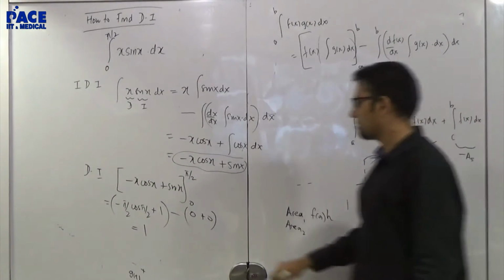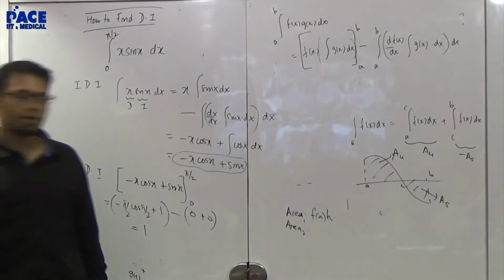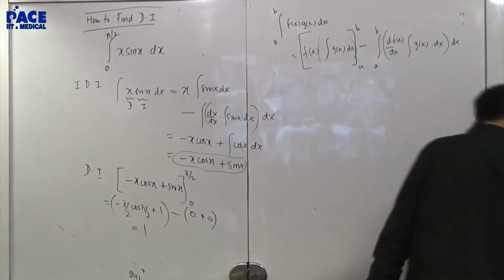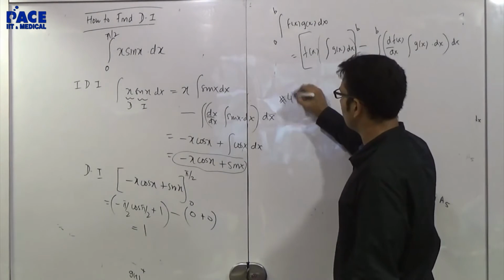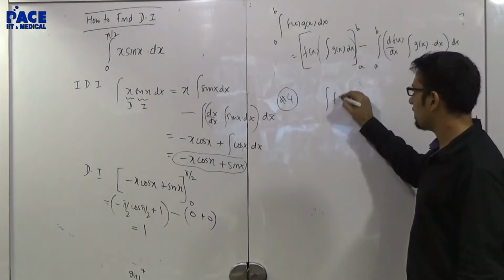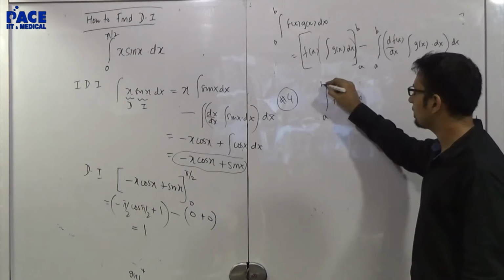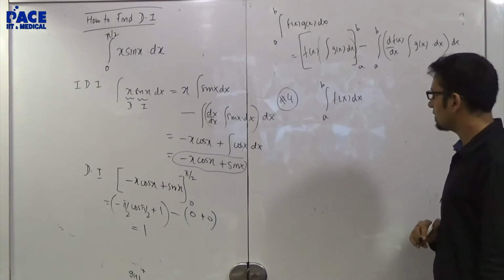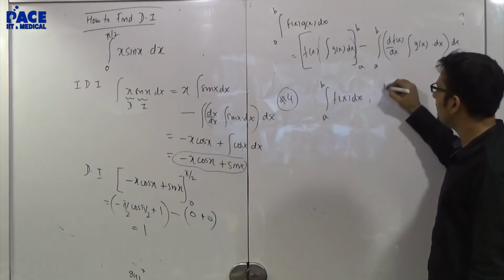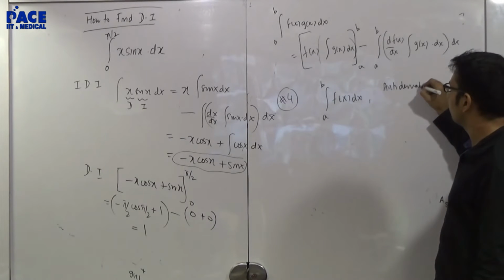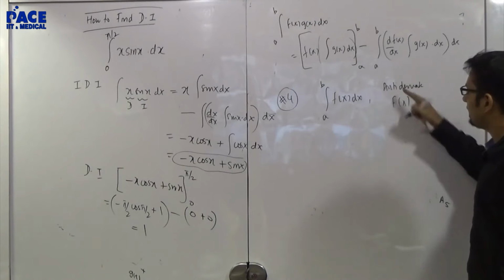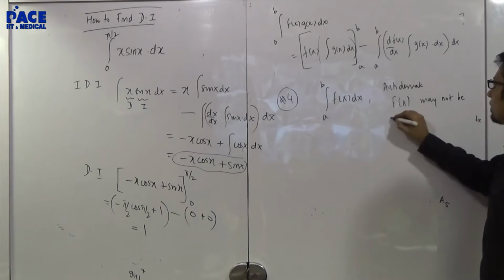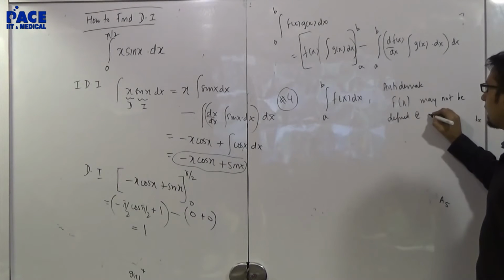Is that clear? Okay. Now many times it happens that when we are trying to find the definite integral, we run into a lot of problems. Suppose you're finding integral of f x dx from a to b. Now sometimes what happens is that the anti-derivative capital F x may not be defined at a or b.